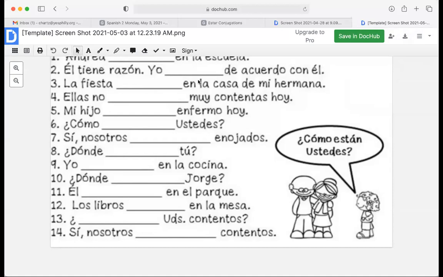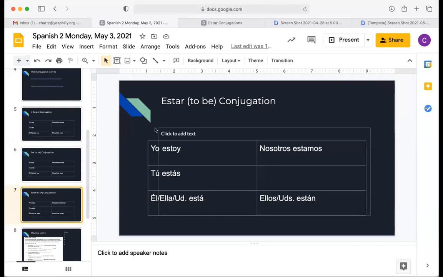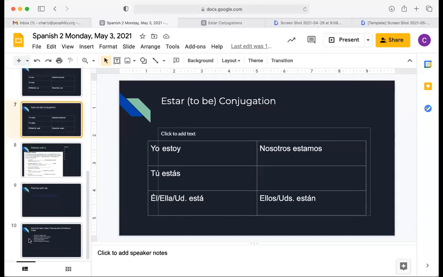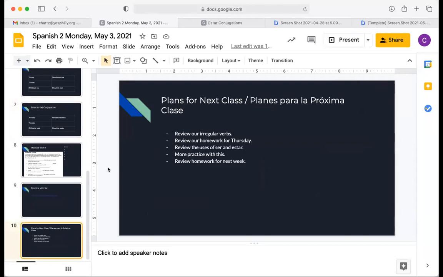I really meant to go over this today, but we really just don't have time. I'm sorry, but if you need help with any of this, send me an email. I had all this practice and stuff like that. So for the next class, we're probably just going to go over our regular verbs. Like I said, we're going to review the homework that's due for Thursday, which is what I just went over with you guys. We'll review the uses of ser and estar, and we'll do more practice with that.